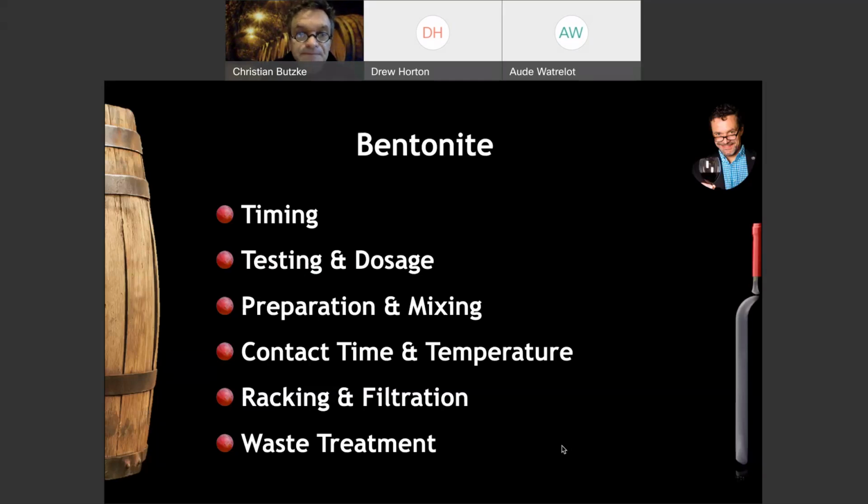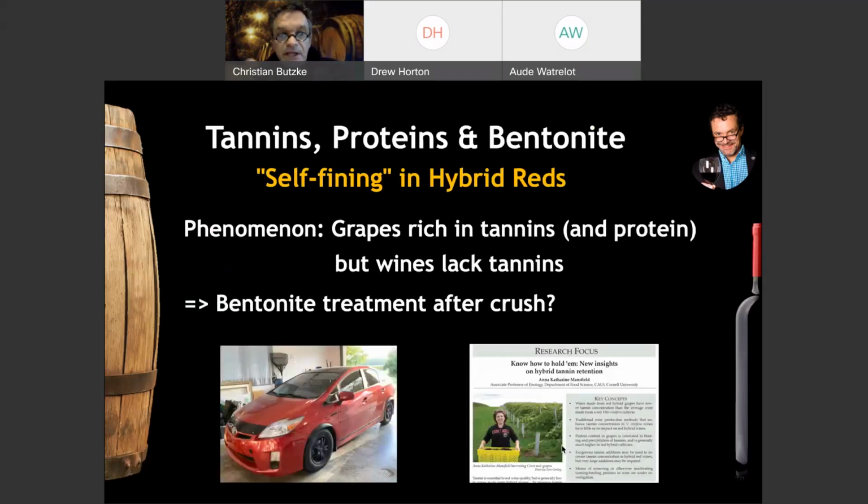Briefly touching again here on the self-fining of tannins in hybrid reds, the work that Anna Catherine did. Those kinds of phenomena that we see in some of the hybrids are a reflection of, I would argue, improper breeding of grapes for wine production. That's an issue I've raised many times before.